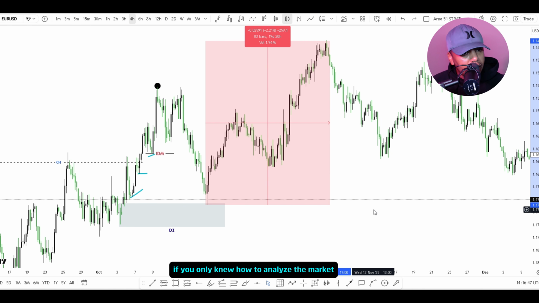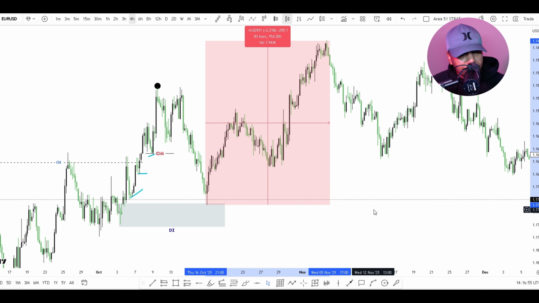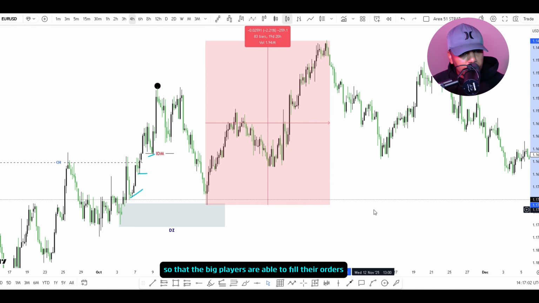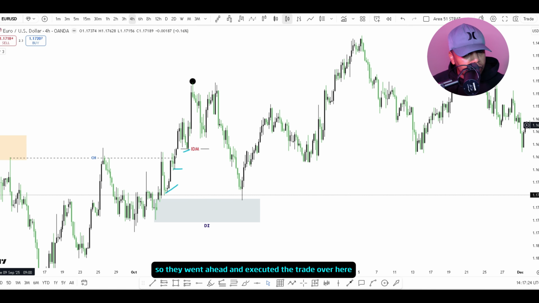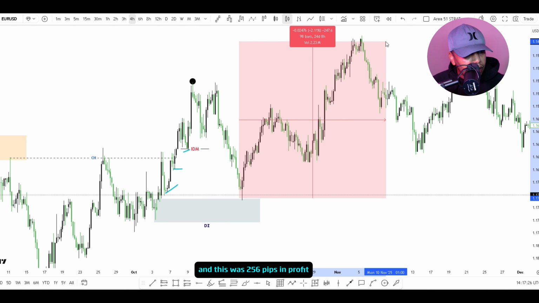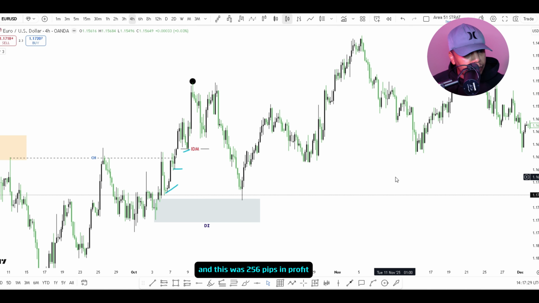If you only knew how to analyze the market correctly. The market is engineered in a way to trap some of the traders so that the big players are able to fill their orders without taking a stop loss, without creating an inducement. It's not possible for them to execute a trade. Remember it. So they went ahead and executed the trade over here, and this was 256 pips in profit.